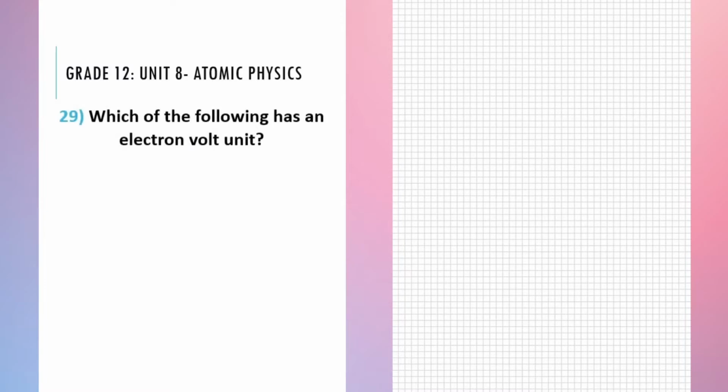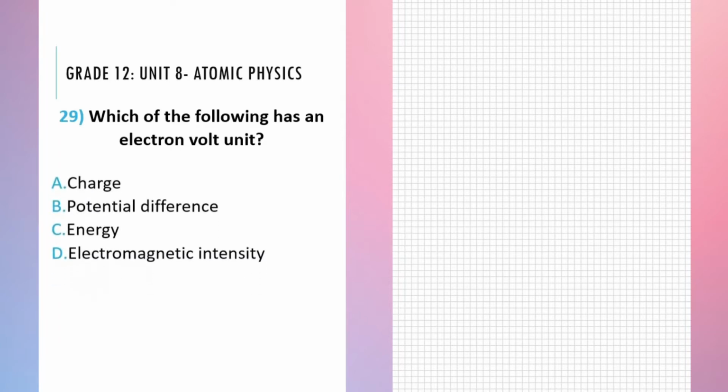Question number 29. Which of the following has an electron volt unit? Choice A, charge. Choice B, potential difference. Choice C, energy. Or choice D, electromagnetic intensity. So let's go into a bit of what it means by an electron volt. An electron volt is actually an easy thing to remember when you break down the name.